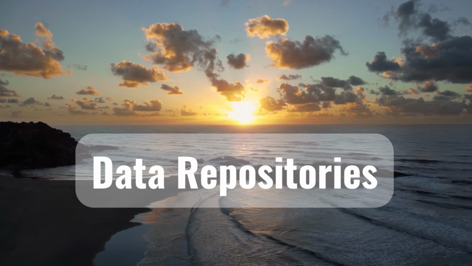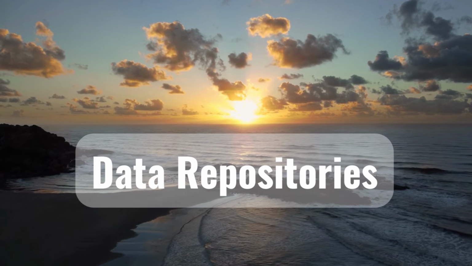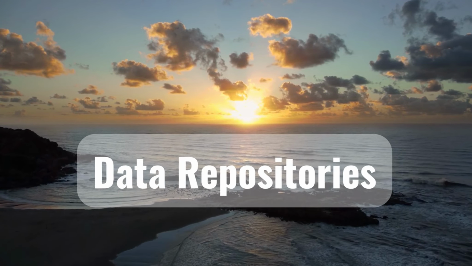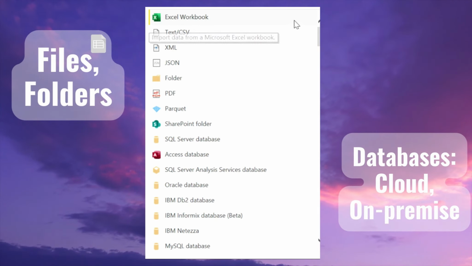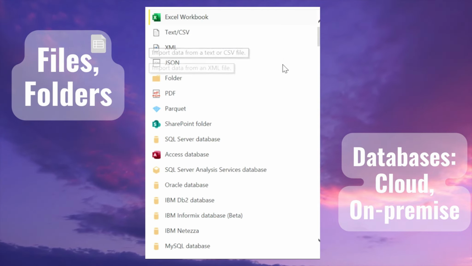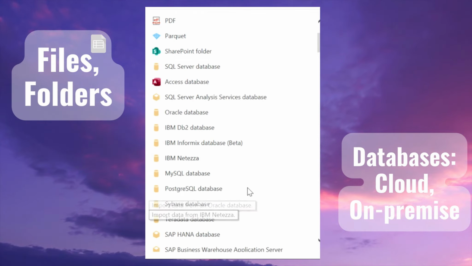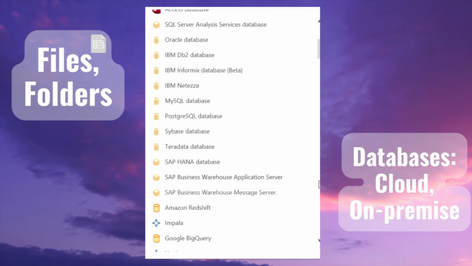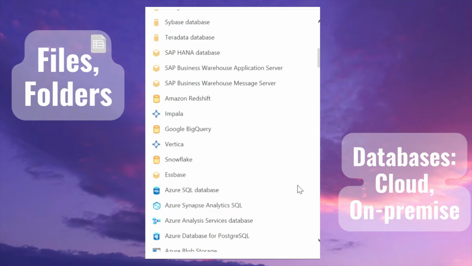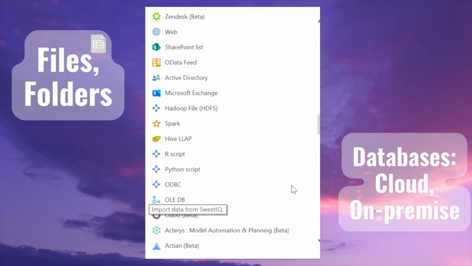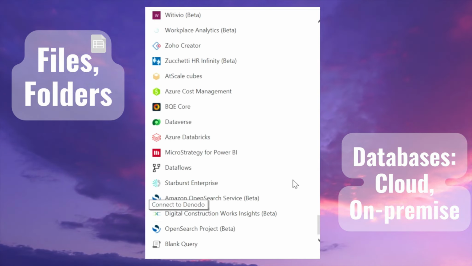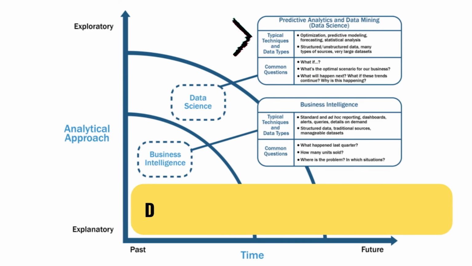Data repos are a storage space to deposit data. Data scientists mine data from data repos. The major types of data repos are relational databases, data warehouses, and data marts. SQL Server database, MySQL database, Amazon Redshift, Snowflake, Azure databases, they all are examples of data repos.